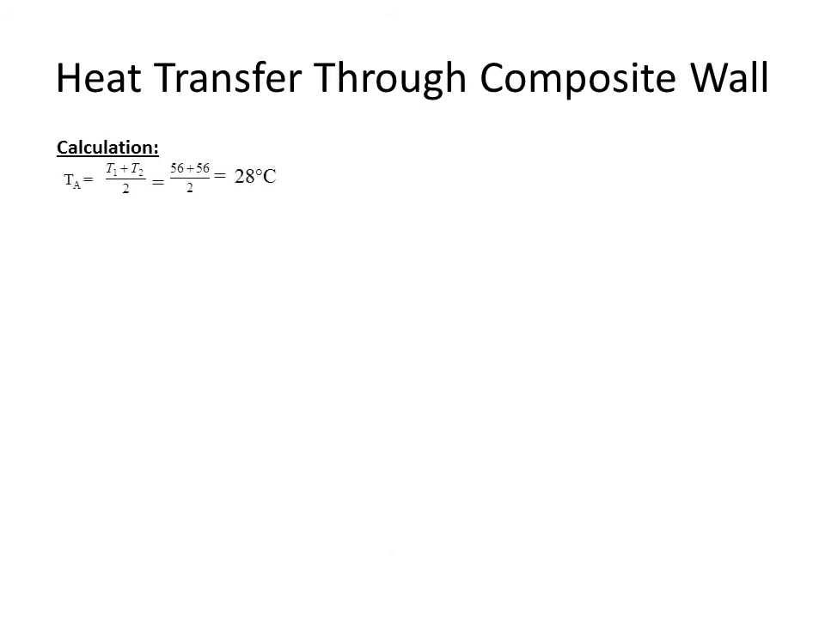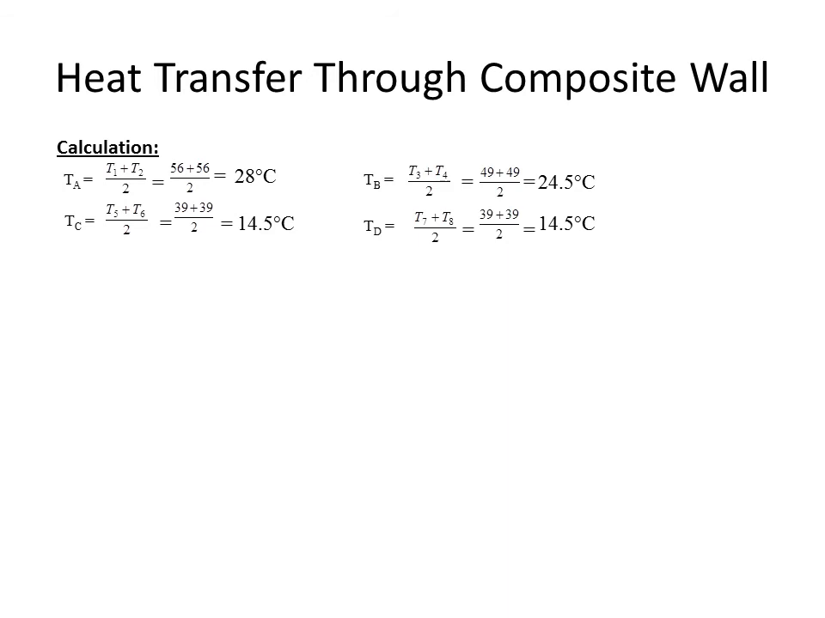Calculations. Temperature across the heater is 28 degrees Celsius. Average temperature across the bakelite is 24.5 degrees Celsius. Average temperature across the plywood is 14.5 degrees Celsius and average temperature across the mild steel is also 14.5 degrees Celsius.